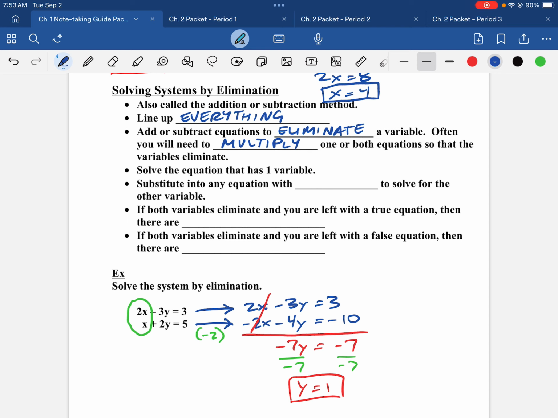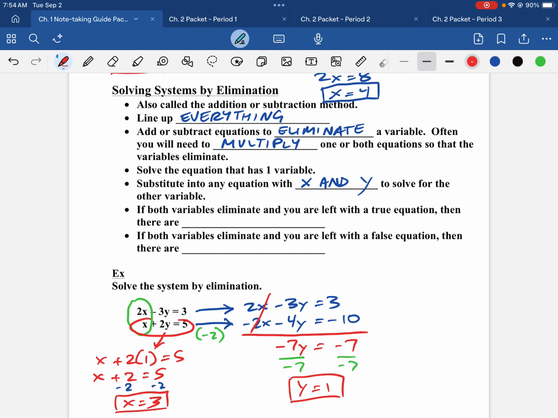So what I want to do now, now that I've solved for one variable, is substitute into any equation with x and y. I need to find an equation that has x and y in it. So the original equations are good ones to go to. I'll use this second equation here, but you could use the first one, and I'm going to substitute in 1 for y. Okay, and then I just subtract 2, and x is going to equal 3.